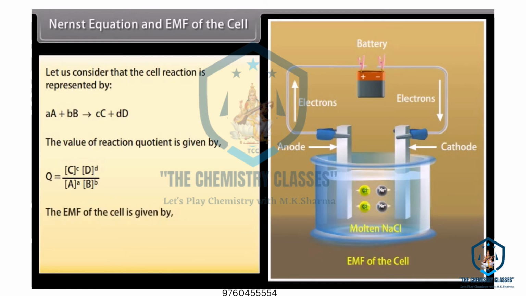The EMF of the cell is given by E naught cell minus 0.0591 upon n multiplied by log [C] raised to the power c into [D] raised to the power d divided by [A] raised to the power a into [B] raised to the power b.